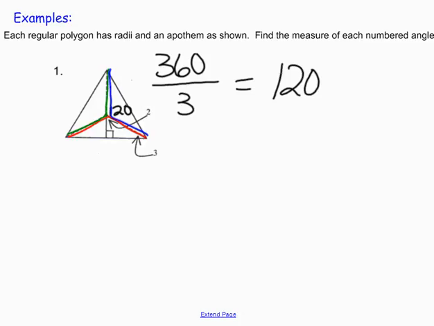So in order to figure out angle 2, when I use the apothem here, I have cut this effectively in half. So now that 120 is cut in half and it becomes 60. And then for angle 3, it becomes 30. So we have a 30, 60, 90 triangle in there that we can figure out some lengths.